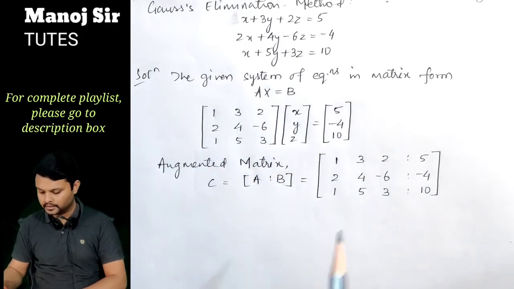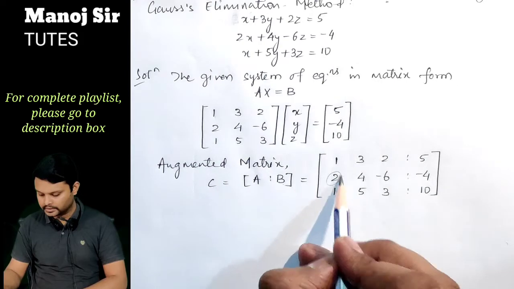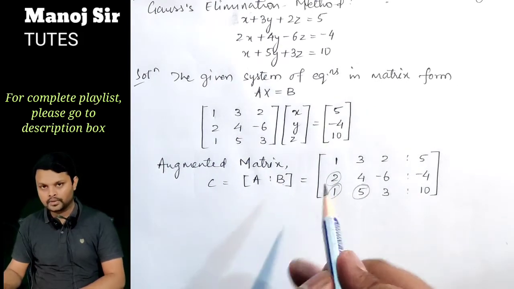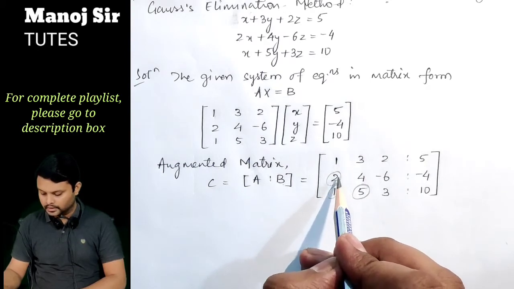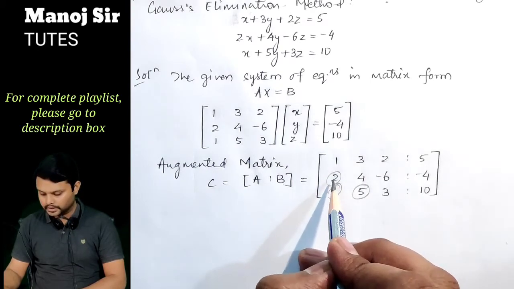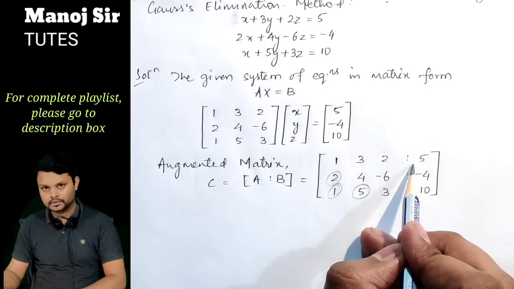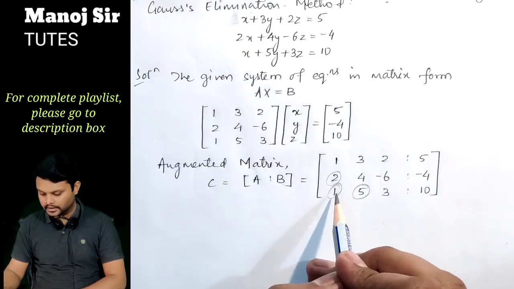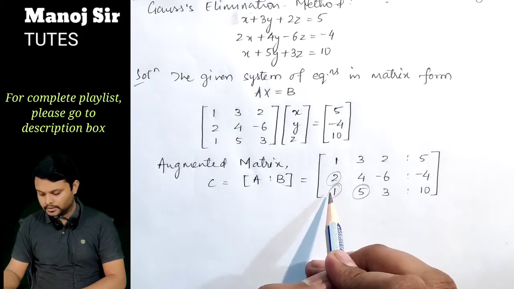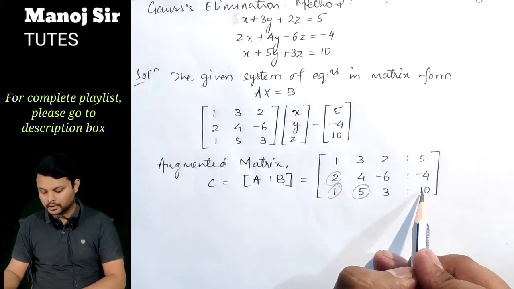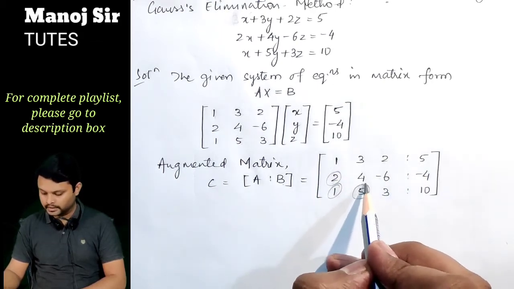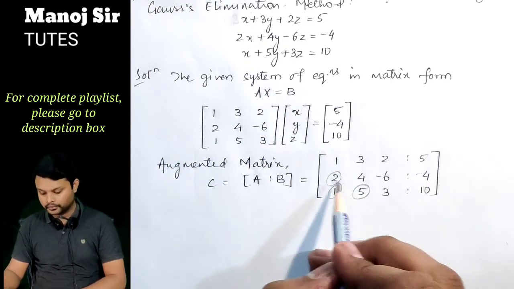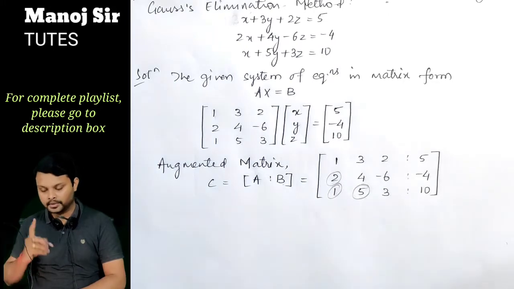Thereafter we have to make sure that these three elements must be 0. How can we make this 0? If you want to make this element 0, then equate this second row with the first row. Again, if you want to make this element 0, then we have to equate this third row with the first row. But if you want to make this element 0, then equate this third row with the second row. I repeat this once again.